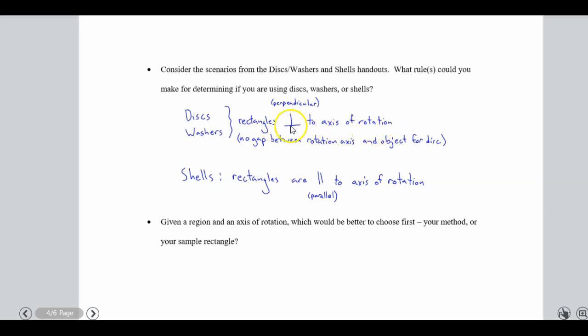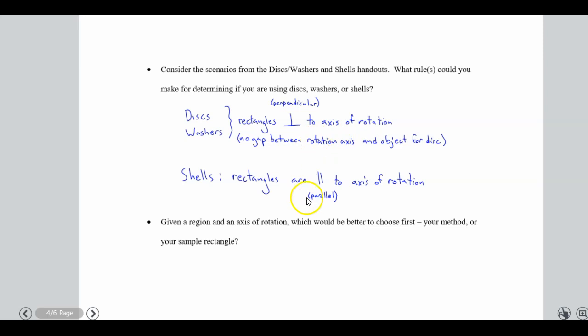So perpendicular, you're doing discs or washers. If there's no gaps at all between the rotation axis and the object, then you have discs. If there is a gap somewhere, then you're going to have washers. Shells, your rectangles are always parallel. Doesn't matter if there's gaps or not. As long as they're parallel, you are using shells. So it's not really about anything in particular other than how those rectangles look compared to the axis of rotation.